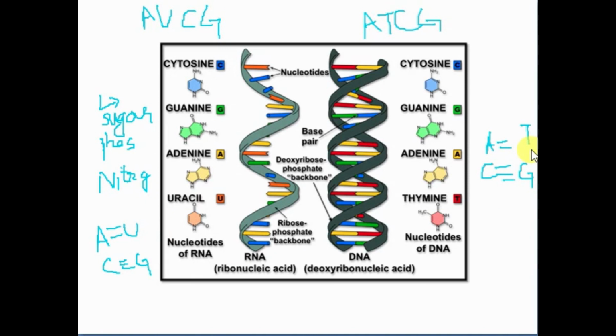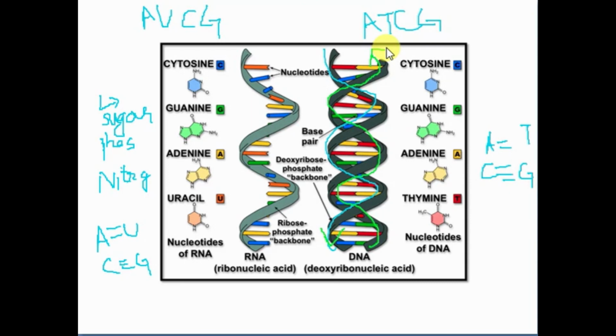Then both these are nucleic acids. And DNA is a double stranded structure and the strands are anti-parallel to each other. So if this strand is going in this direction, then the other strand will move in the opposite direction. So they are anti-parallel to each other, and they will pair like this.